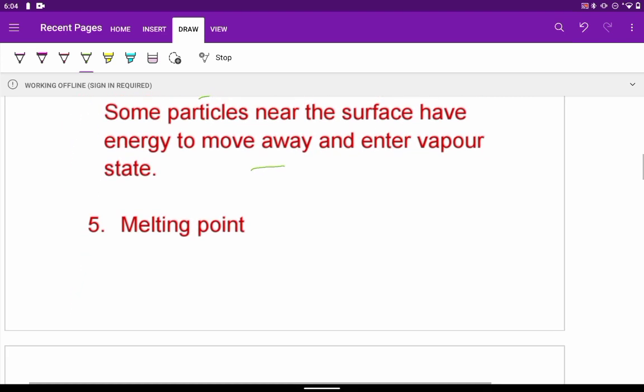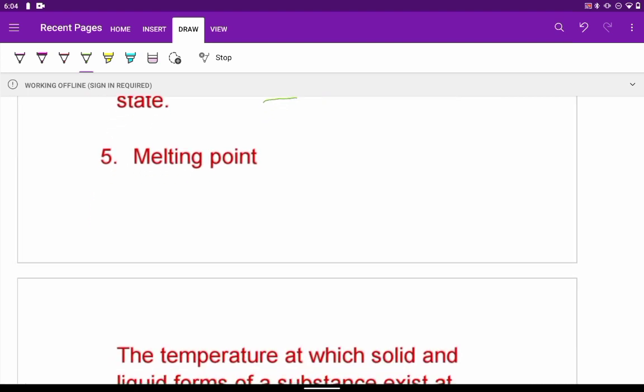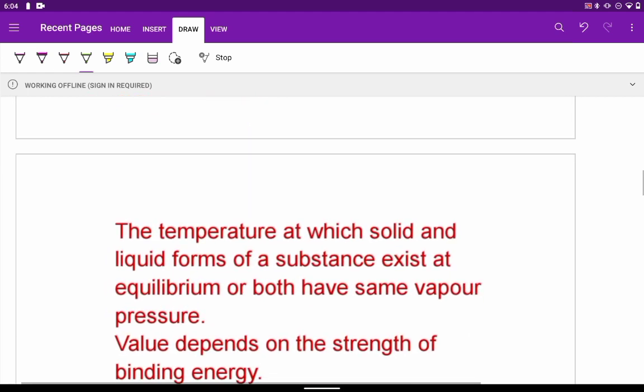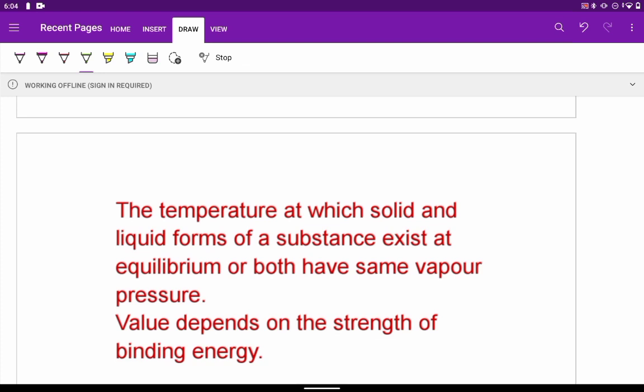Next we come to melting point. Melting point refers to that temperature at which the solid and the liquid form of the same substance will exist at equilibrium. There is equilibrium between the solid and the liquid state. And we can say that at that time they have the same vapor pressure. So this is the condition for melting point.